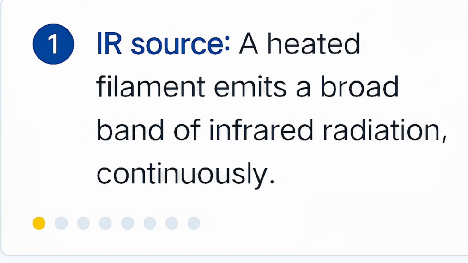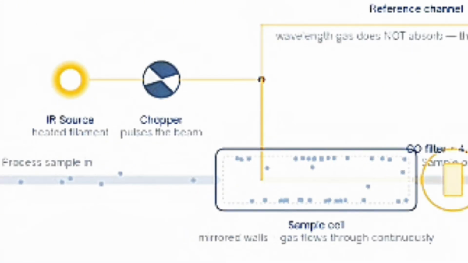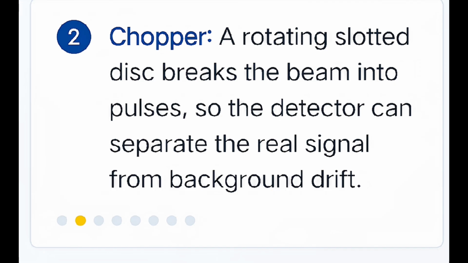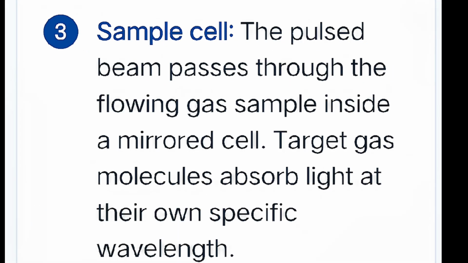The main components of a gas analyzer. Let's look at the main parts inside the analyzer bench. First, the infrared source. This is a heated filament, similar in concept to a small light bulb, that emits a broad band of infrared radiation. Right after the source, we have the chopper, a rotating disc with slots. Its job is to break the continuous IR beam into pulses. This is important. It lets the detector distinguish the actual measurement signal from background heat and drift, and it's the reason you'll hear a faint hum or see a chopper motor spec on the analyzer nameplate.